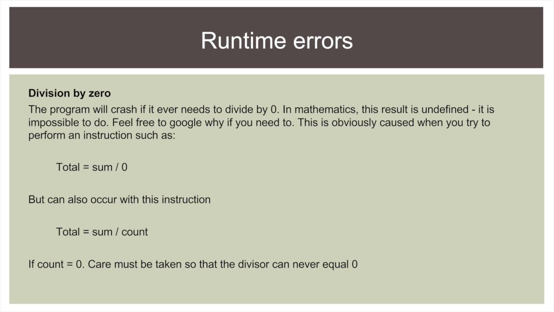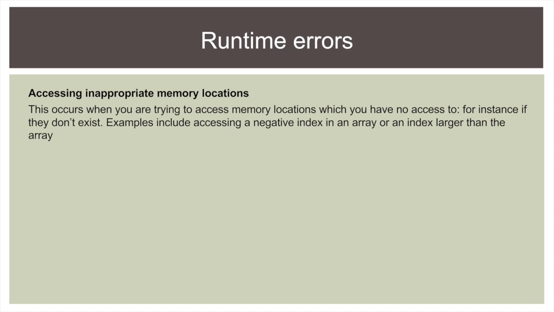And the other thing is, as it's a runtime error, the computer doesn't know you're going to try to divide by zero until it actually runs. The most obvious would be something like this: total equals sum over zero. That will obviously crash. But it can also occur if you've got something like this, where count might go to zero at some point. So you need to make sure that if you're dividing by a variable, it can never equal zero.